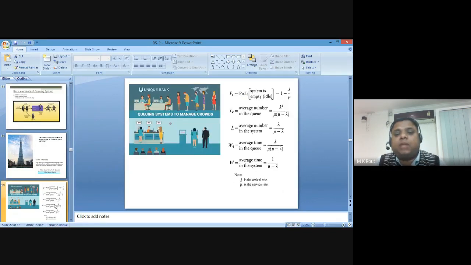These are the other formulas, starting from the probability that the system is empty, that is 1 minus lambda by mu. Here lambda stands for arrival rate, and, as mentioned at the bottom, mu stands for service rate. Similarly, the average number in the queue is lambda squared divided by mu times (mu minus lambda). These formulas are used for providing the service rate in different fields, starting from visiting places or tourist places, in toll plazas, in the banking sector, and in shopping malls. They have arranged numerous facilities for reaching the customer inside the system, and customers just avail the facility and depart from the system.